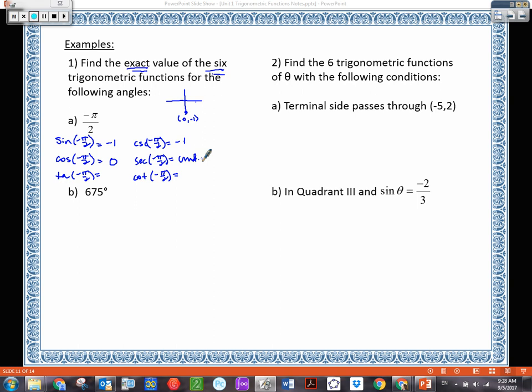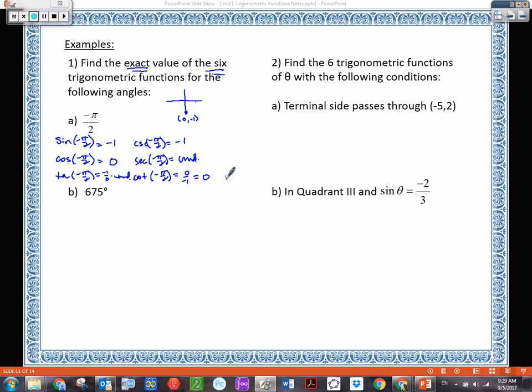Then tangent we know is sine over cosine, or y over x. Y over x, which is undefined, right? 0's on the bottom, so that's really undefined. And for undefined, you can just put UND period. That's fine for undefined. Now, if I flip that upside down, I have 0 over -1. Now, 0 over -1 is 0. That one's okay, right? 0 in the numerator over a number is 0. So that one works out fine. And that's our first example for finding the exact value of the six trig functions. We okay with that one?